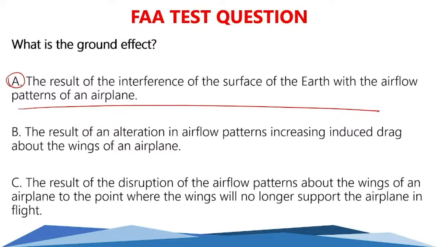For those that said B, B is once again incorrect, and that's because induced drag is actually decreased. So while the statement is partially true, induced drag is actually decreasing, not increasing. And for those that said C, that's also incorrect, because we actually have the disruption of the wingtip vortices, which actually increases lift. So while partially true, it's not going to no longer support the airplane. It actually increases lift.